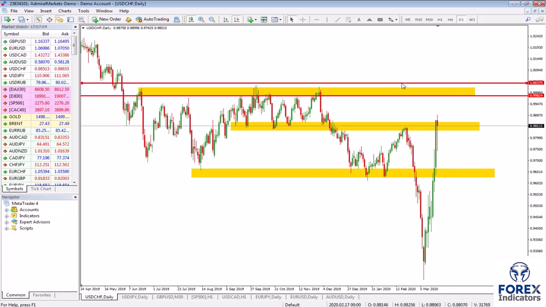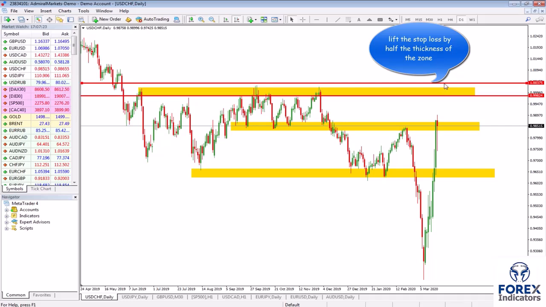What I do is I always set a stop loss just above the zone I marked. If you ask me how much it is, it depends on time frames. It can be 5 pips, 10 or 15 pips. Basically, mark the zone and lift the stop loss at a minimum by half of that zone and at maximum by the thickness of that zone. About this is half the zone.